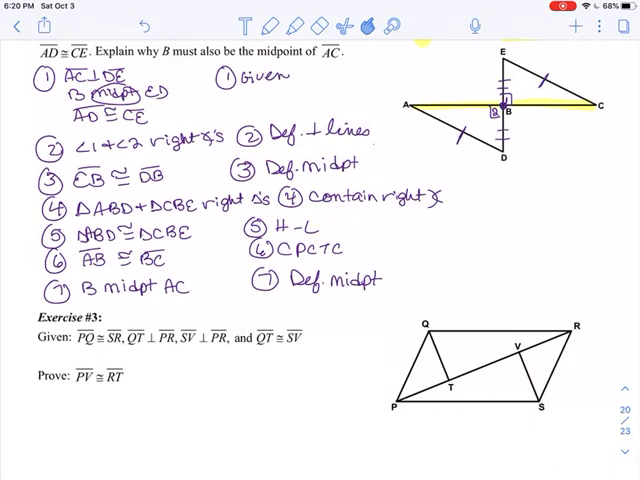So that was fun. Our proofs are getting a little bit longer here. And then we have exercise 3.